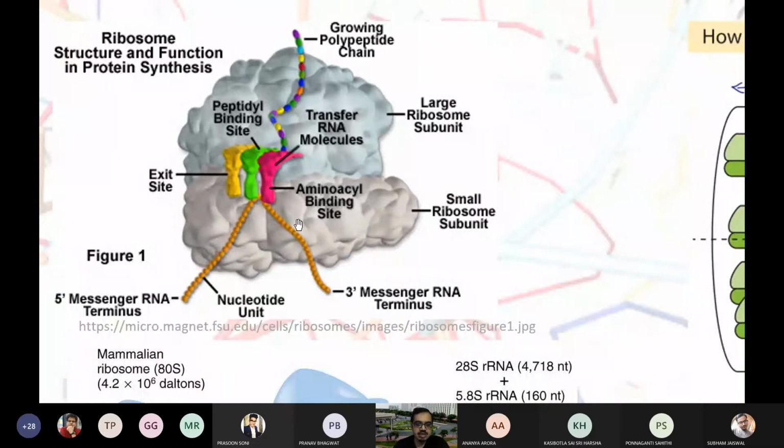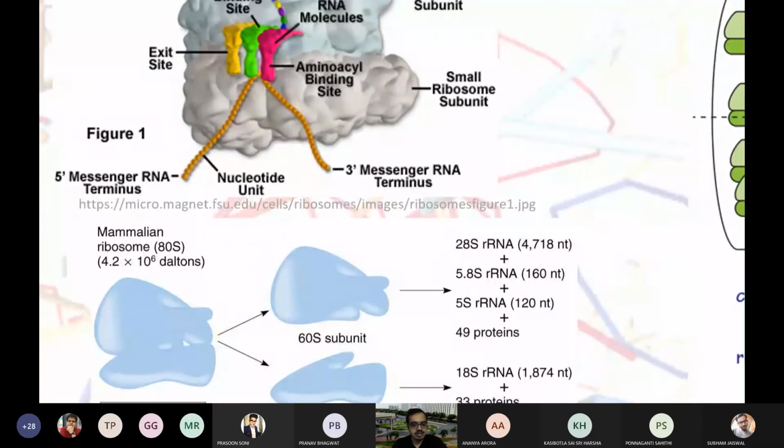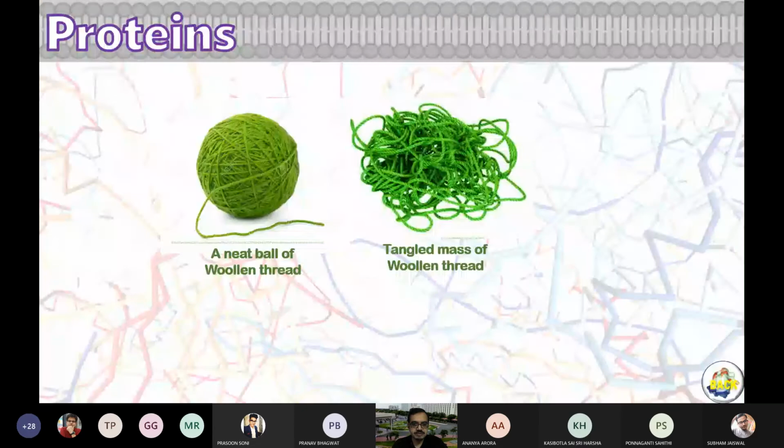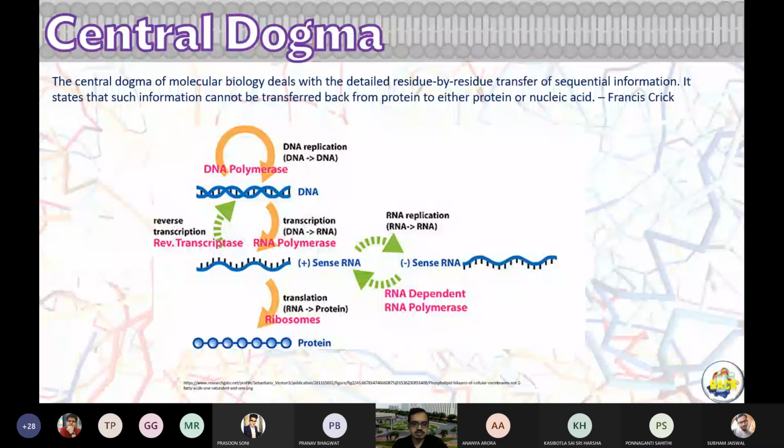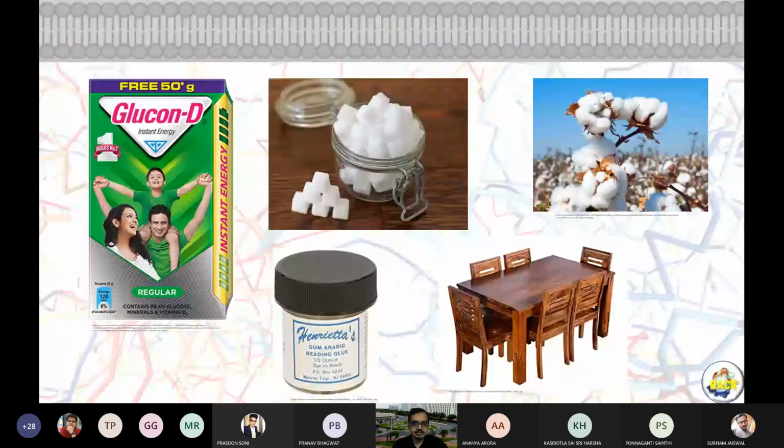Now let's see what can be a carbohydrate. Let's see, the central dogma we discussed. Okay, now you must be familiar with all these things. Okay, you love to wear cotton clothes.